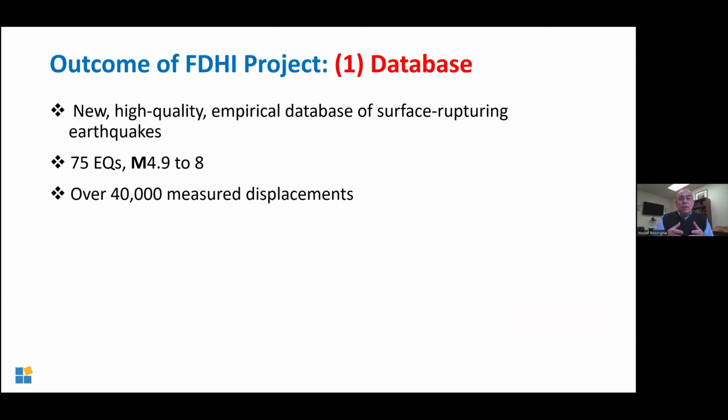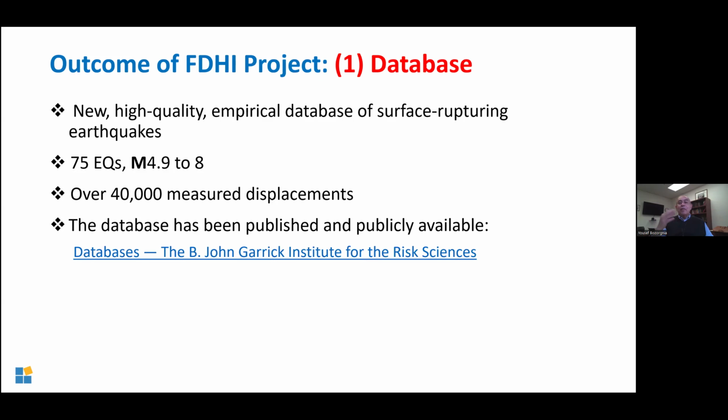The outcome of the FDHI has been two pieces: database and models. Database, which Alex today also is going to elaborate on. It's a relatively large database, includes 75 earthquakes, magnitude 4.9 to 8, over 40,000 measured displacements, and the database is fully available to the public. We already published it. You can click and download the database.